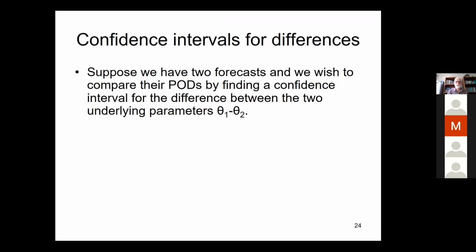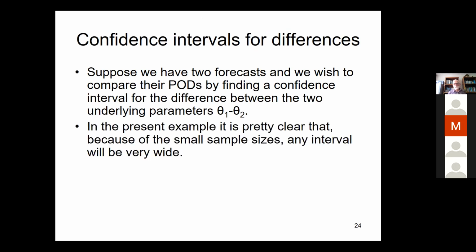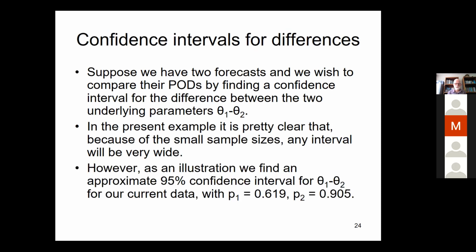Okay, I'll now move on to look for confidence intervals for differences. Suppose we've got two forecasts or forecasting systems. We want to compare their probabilities of detection by finding a confidence interval for the difference between the two underlying parameters, θ1 minus θ2. It's pretty clear that in the present example, we've got small samples, the interval is going to be very wide. But as an illustration, we'll look at a 95% confidence interval for the difference in POD for our two forecasts that we had earlier.